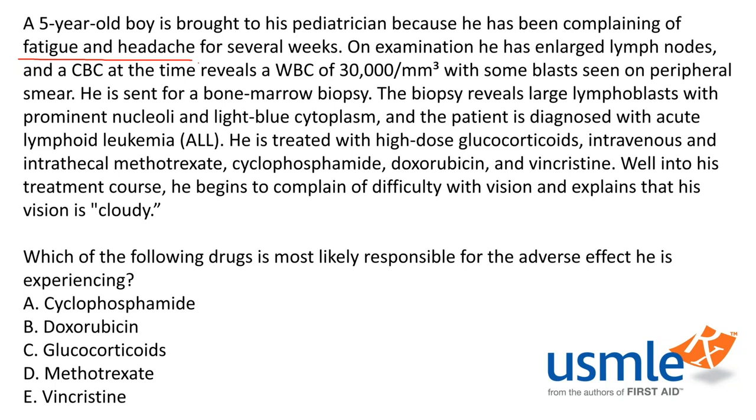And then it says, well into his treatment course, he begins to complain of difficulty with his vision and states his vision is cloudy. And that's kind of the classic cataracts statement there, and glucocorticoids are known to cause cataracts. Once again, cyclophosphamide causes hemorrhagic cystitis, so you'd be looking for bloody urine or something like that. For doxorubicin and the cardiomyopathy, maybe some shortness of breath, orthopnea, paroxysmal nocturnal dyspnea, lower extremity edema. None of those things were mentioned, so that one can be ruled out.